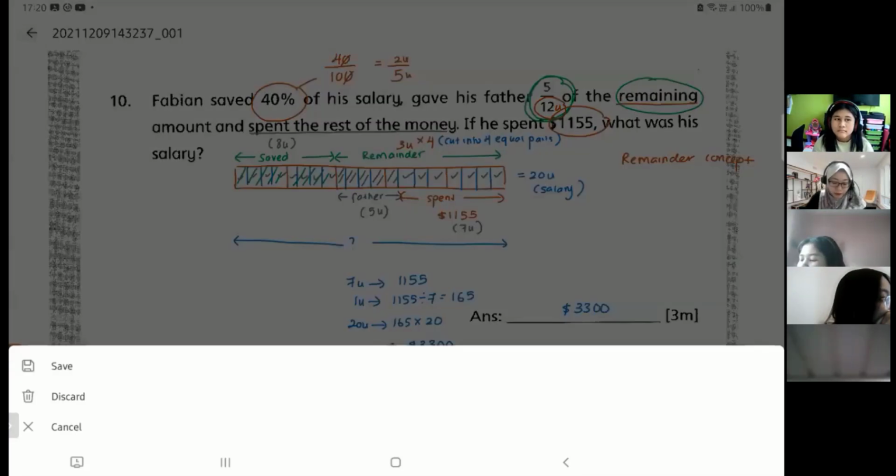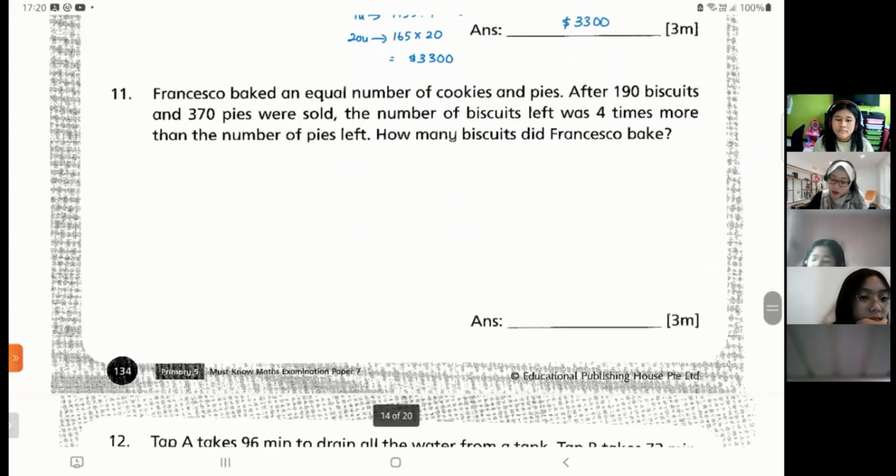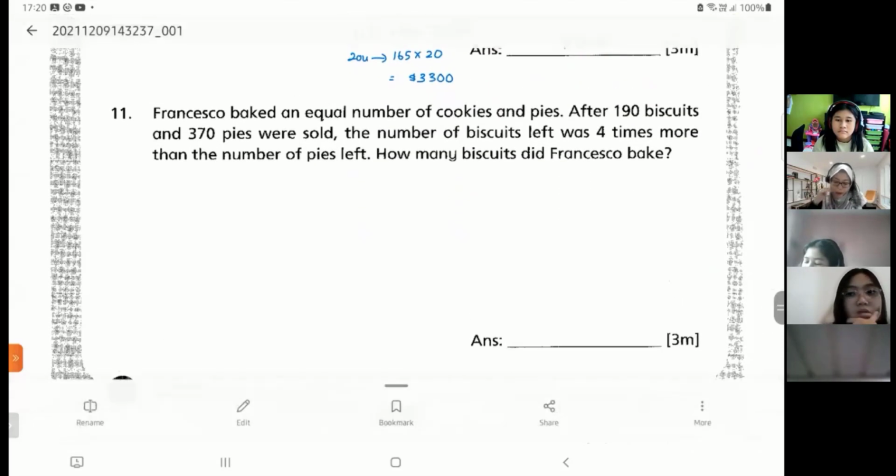Next one. Number 11 is the last of the 3 marks questions. Then we'll pause for a while.